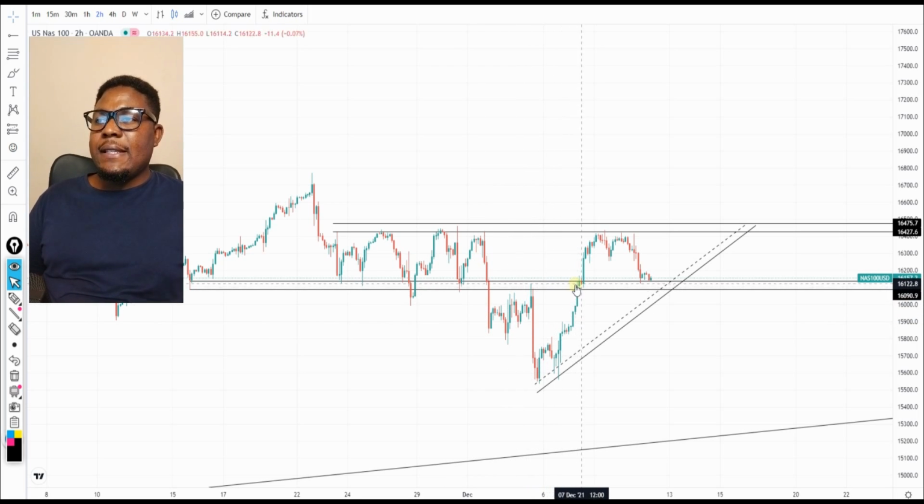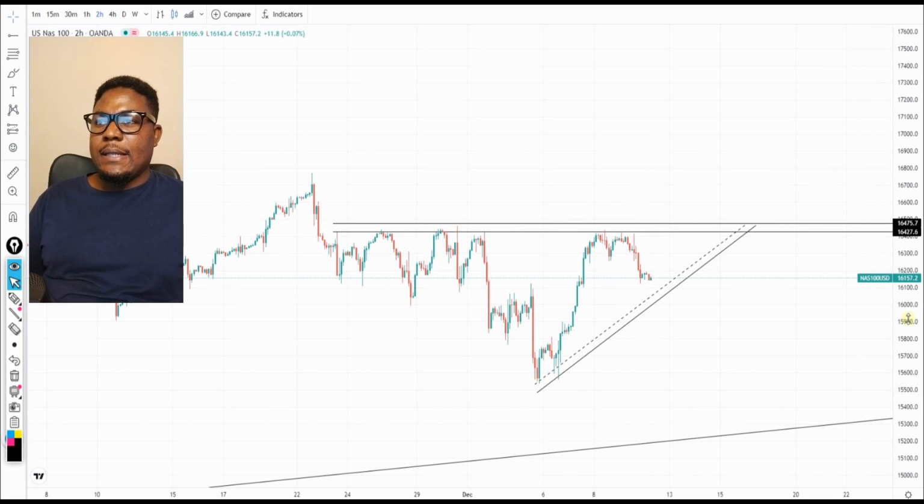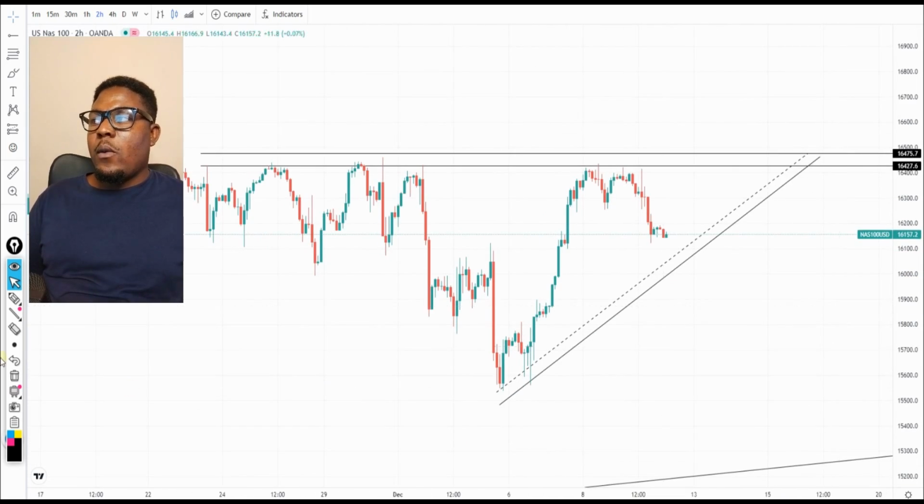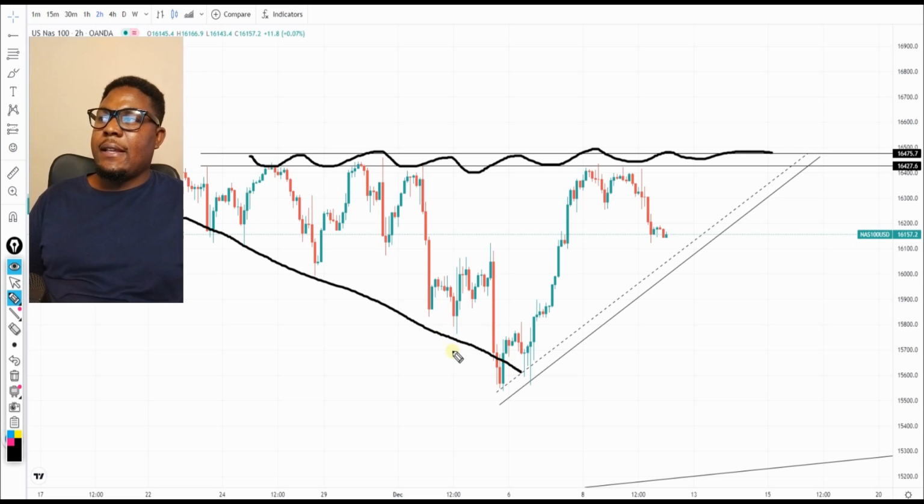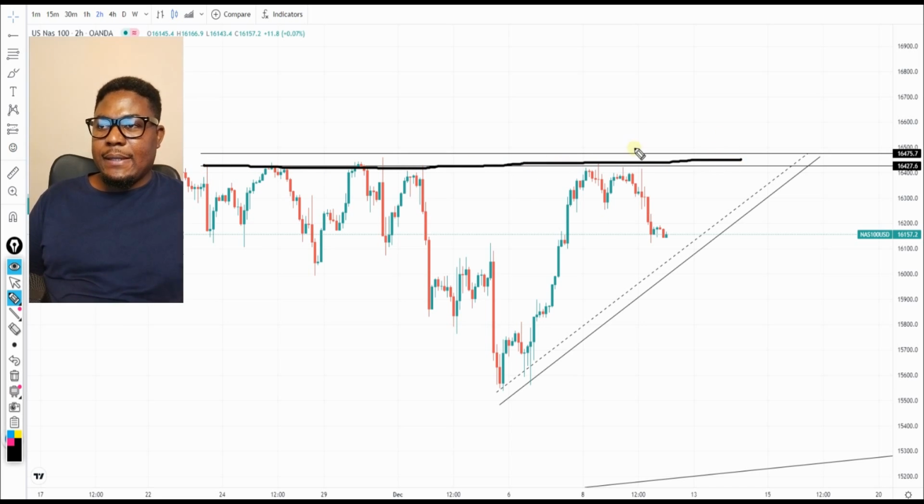So this is what I see, guys. Let me just remove these ones. This is what I see on NASDAQ at the moment. This is the 2 hours time frame. So I see that I have a resistance area here. You see that? Maybe they can say they saw something like this before, but now we have something like this here. It's a resistance that the market is respecting.